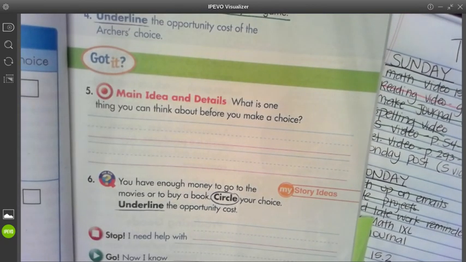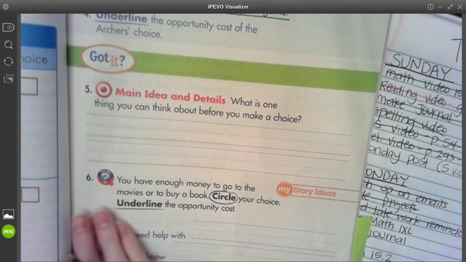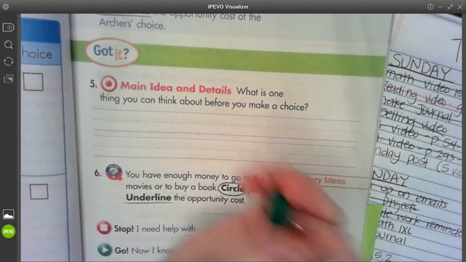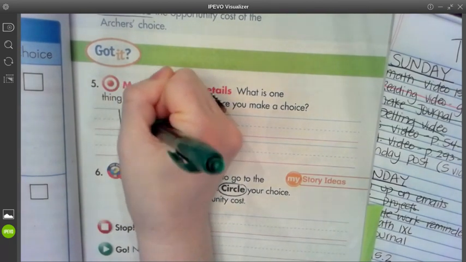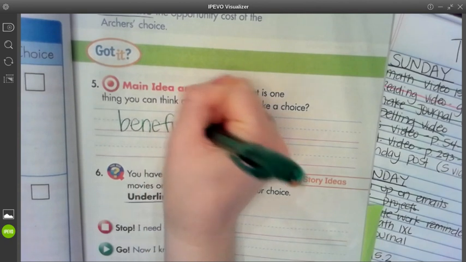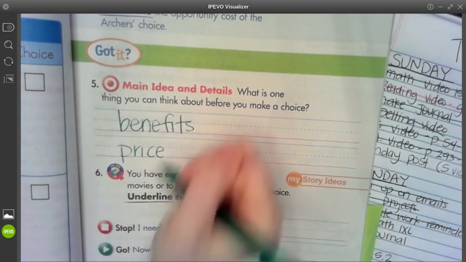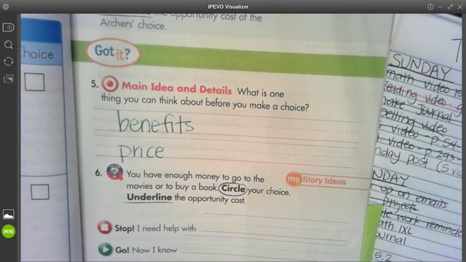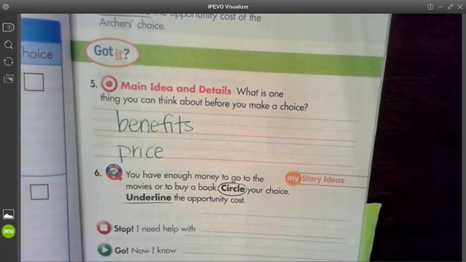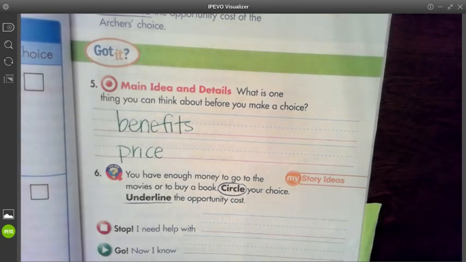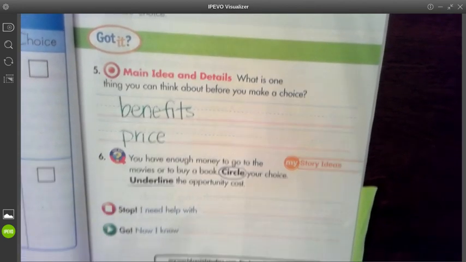So it says, what is one thing you can think about before you make a choice? We just talked about that, but you can think about the benefits, which are the good things, and you can think about the price. So it only asks you for one, but I'm going to put both of them because sometimes the price may be such a big difference that you might automatically be able to cross one out, even though it might have good benefits. All right, then we're going to do one more quick little question here.